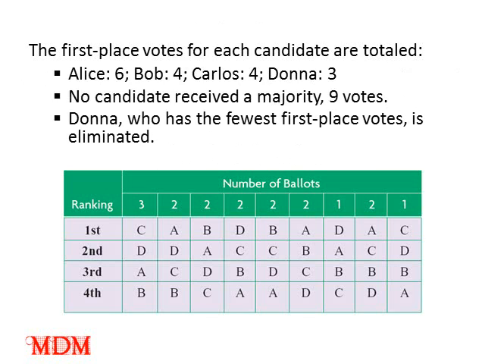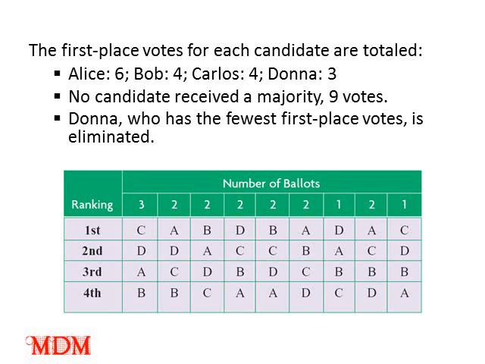The first place votes for each candidate are totaled. Alice has 6 first place votes. In the preference table, you'll see Alice represented by an A, and notice that she was first place on 3 different ballots. We have 2 people who put her first on this particular ballot, 2 people who put her first on this ballot, and 2 who put her first on this ballot, which is how I came up with a total of 6 first place votes for Alice.